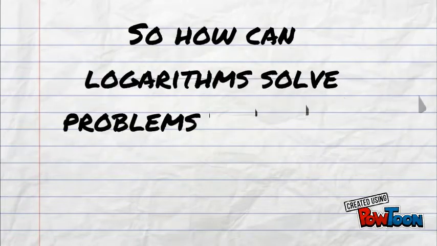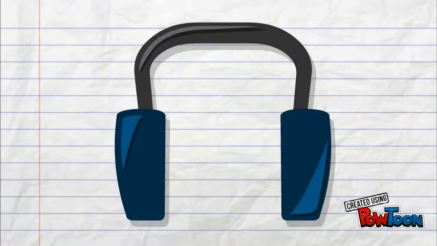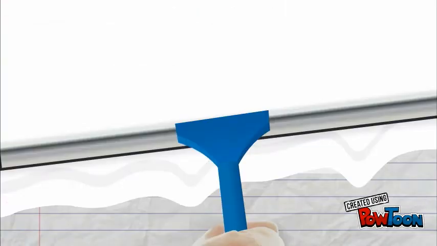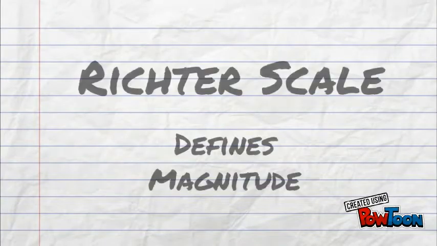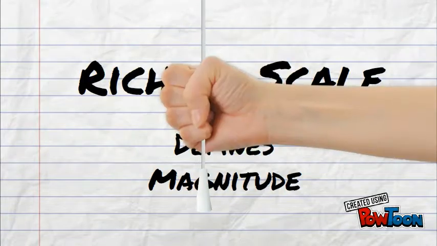So how can logarithms solve problems related to intensity of sound in real life? Logarithms can be used to calculate the amount of sound an object produces. This can be useful in making products such as hearing aids and earplugs. Logarithms are used in the decibel scale, which is used to measure sound level. Logarithms are used to make the Richter scale. Logarithms also make big numbers easier to handle, as they are able to represent big numbers in terms of exponents, which is log to the base 10.